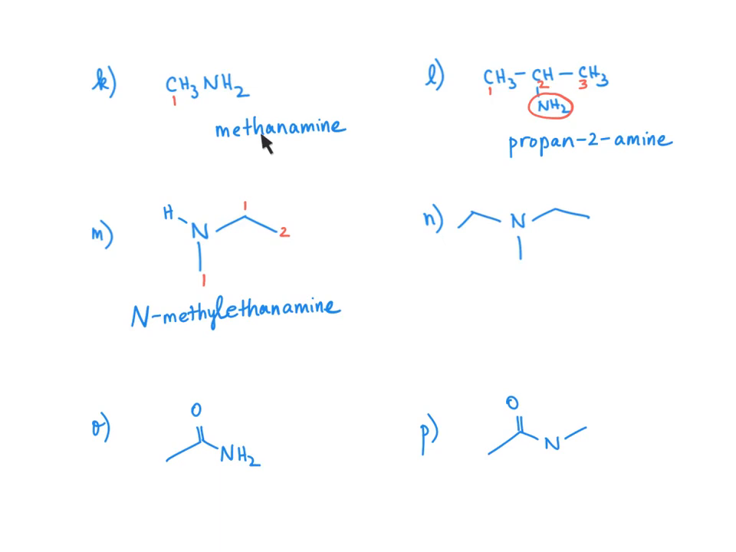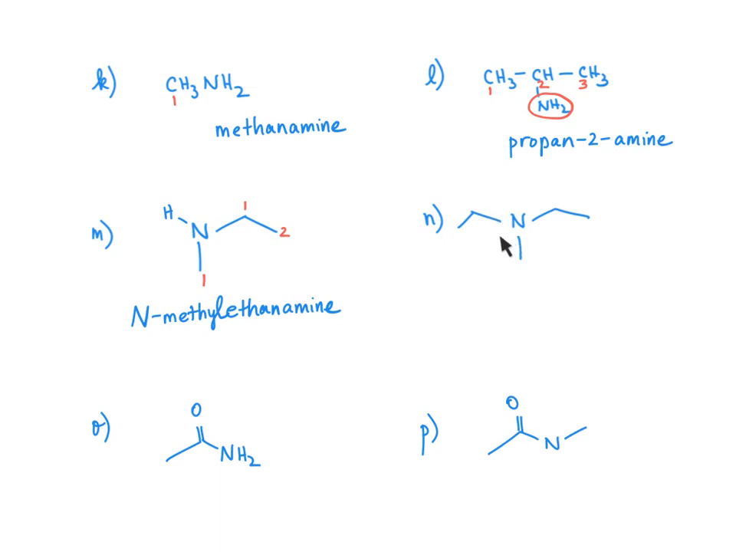Here we had 1 carbon, methanamine. Only hydrogens are bonded to the nitrogen, so I don't need to put anything in front. Here, propane, drop the E, number where the amine functional group is, so propan-2-amine. What else is bonded to the nitrogen? Just hydrogens, so nothing in front. Here, 2 carbons, ethanamine. What else is bonded to the nitrogen besides hydrogen? Oh, this methyl group, so N-methyl ethanamine.